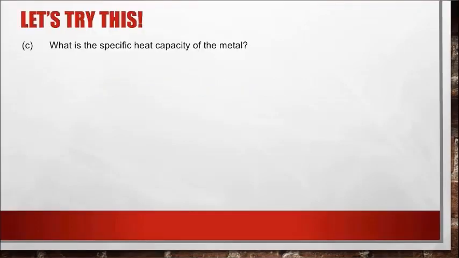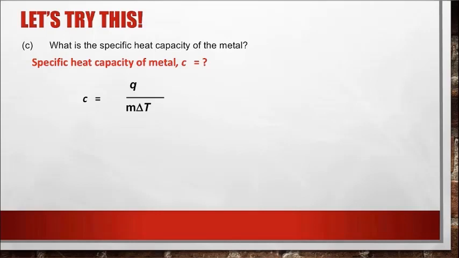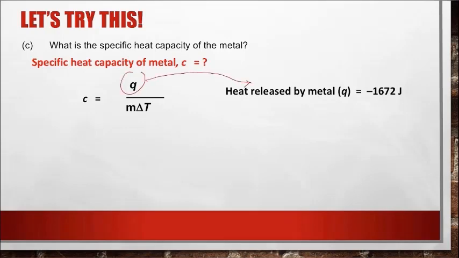Question C asks you to find the specific heat capacity of the metal, or small c. This is the formula of specific heat capacity. Small c equals Q over m delta T, where Q is the heat released by the metal, which is negative 1672 joule, m is the mass of metal, which is 50 grams, and delta T is the change in temperature.